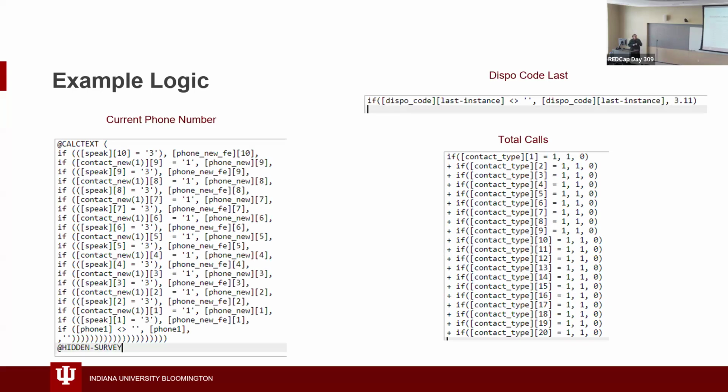And then I wanted to just show a couple of things. They can update the phone number in 2 different places. We have a lot of if statements in a calc text field so that it's constantly getting the last phone number. And then the one under dispo code last is getting the last disposition of the survey. That's a more simple case. And if it's the first time we're calling, we give it a 3.11. These are just survey things. And then we only call people a certain number of times. We don't want to overwhelm them. So under total calls is all of our if statements to just add up how many times we've called.